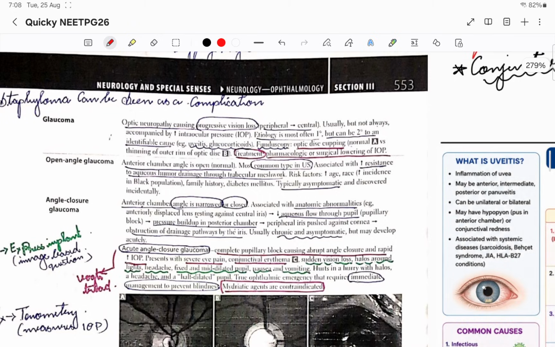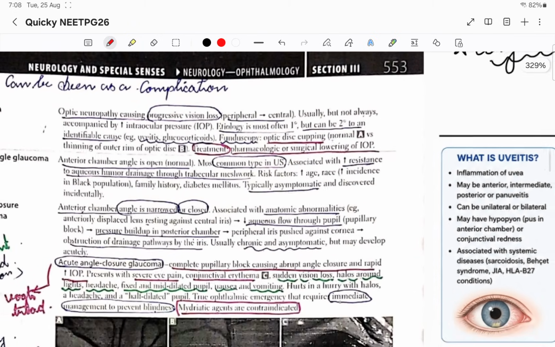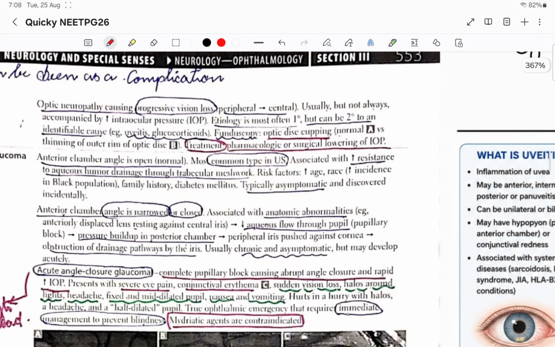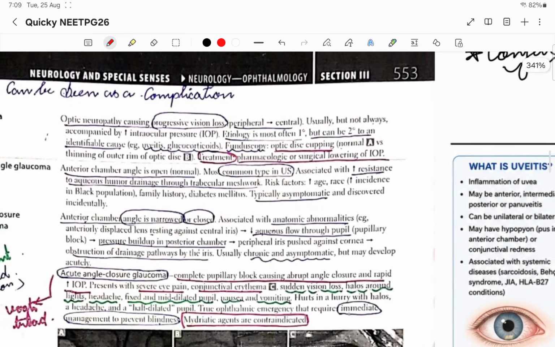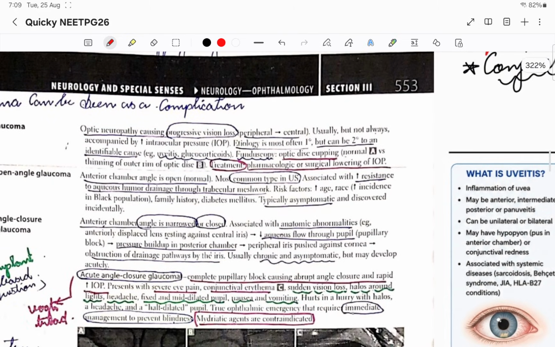Then the etiologies might be primary and secondary. Primary is because only the trabecular meshwork is affected, whereas secondary is due to other causes. For example, some infection might have happened, or uveitis must be there. These can cause blockage of the trabecular meshwork and cause glaucoma. So these are the things with respect to glaucoma.